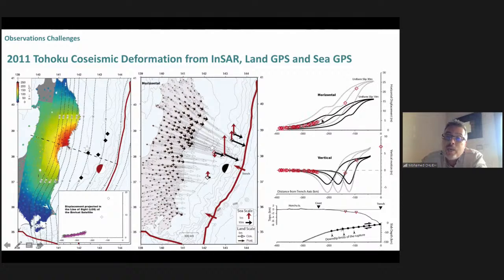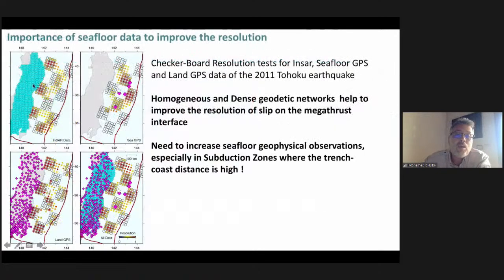The maximum gradients that occur during the earthquake occur mainly in the sea area, and without some deployment of seafloor GPS points, we will really not be able to provide good information about this earthquake. Another way to illustrate that is by a checkerboard model.